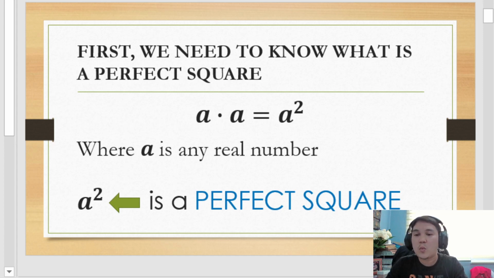First, we need to know what is a perfect square. A times A equals A squared, where A is any real number. A squared is a perfect square.